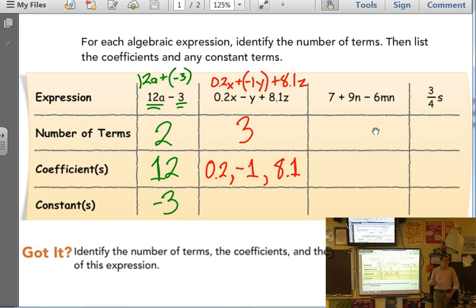Jeremiah? I was gonna say, can the exponent have a variable? Yes, but we won't use anything like that. We won't get that complicated.